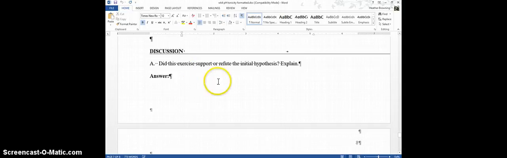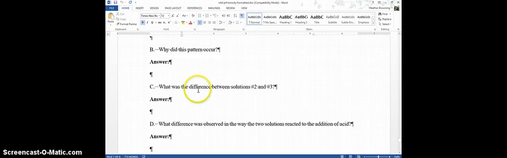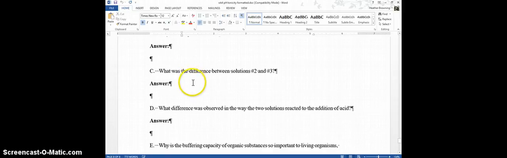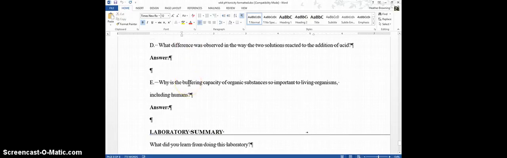Did the exercise support or refute your hypothesis? Why did this pattern occur? So why are you seeing the buffers get affected differently if they're organic or inorganic? Why? And then what's the differences between the solutions? Is one organic and one inorganic? Which one's which? What is the difference observed in the way the 2 solutions reacted to the acid?